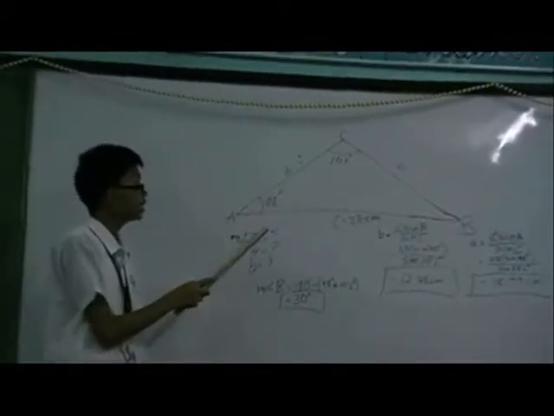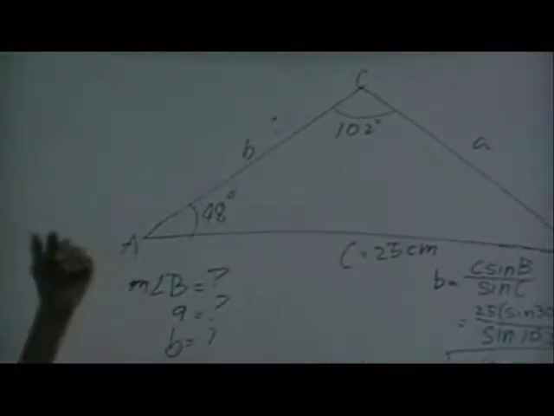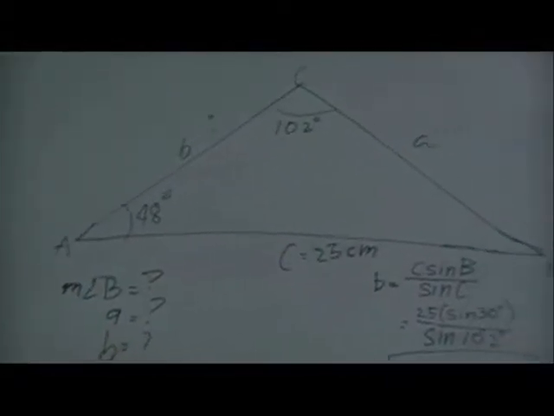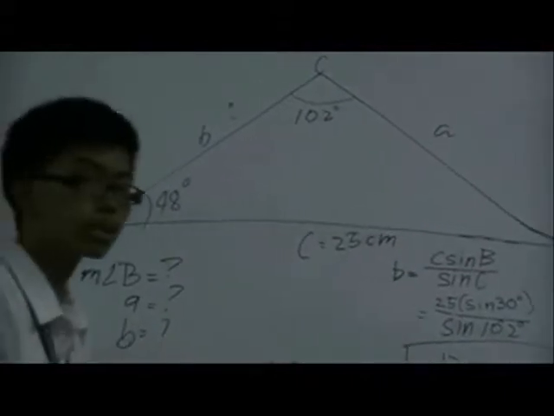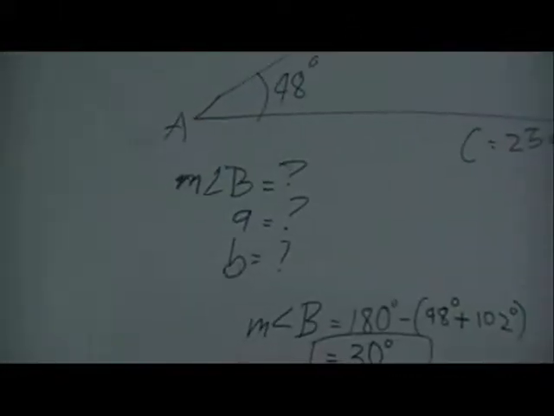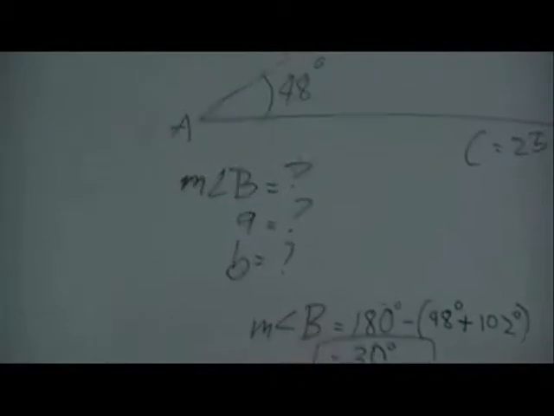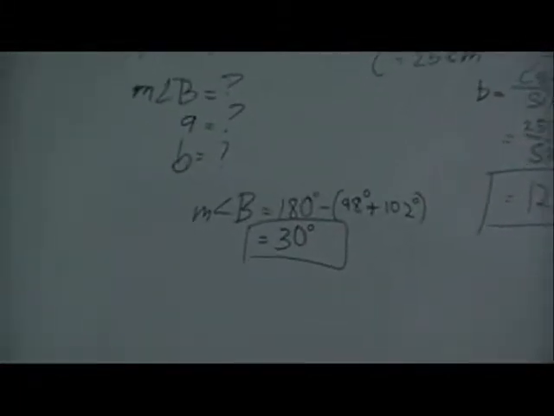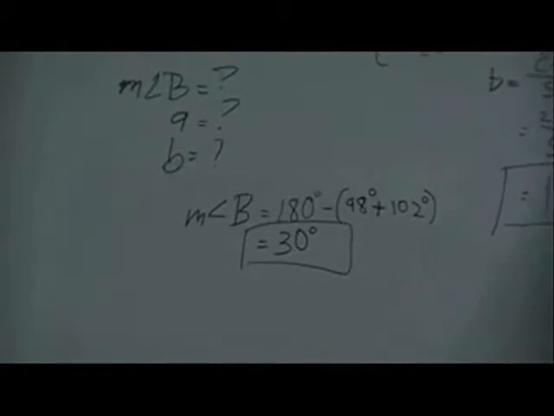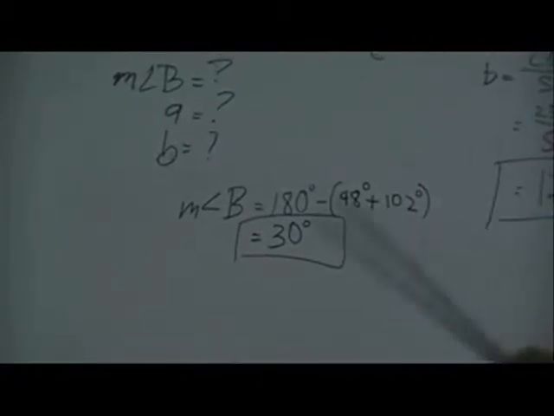Here, angle A is 48 degrees, angle C is 102 degrees, and side c is 25 centimeters. The missing parts are angle B, side a, and side b. Let's first solve angle B, which is equal to 180 degrees minus the sum of 48 degrees plus 102 degrees. And it is equal to 30 degrees.